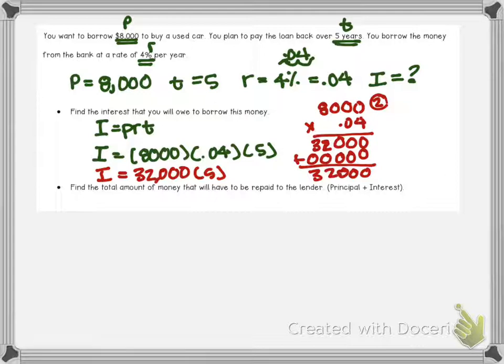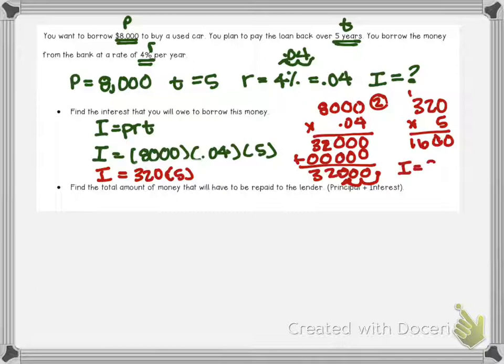Oh, I'm sorry. Back up. I have to place my decimal back into the problem. So this is actually 320 times 5. So I'm going to go over to the side and do 320 times 5. That's a 0, and 5 times 3 is 15, plus 1 is 16. So then I equals $1,600.